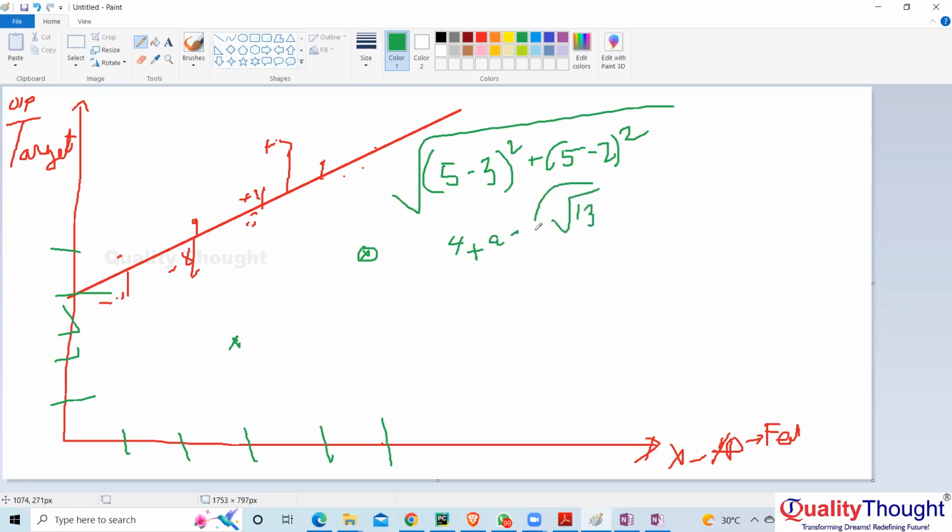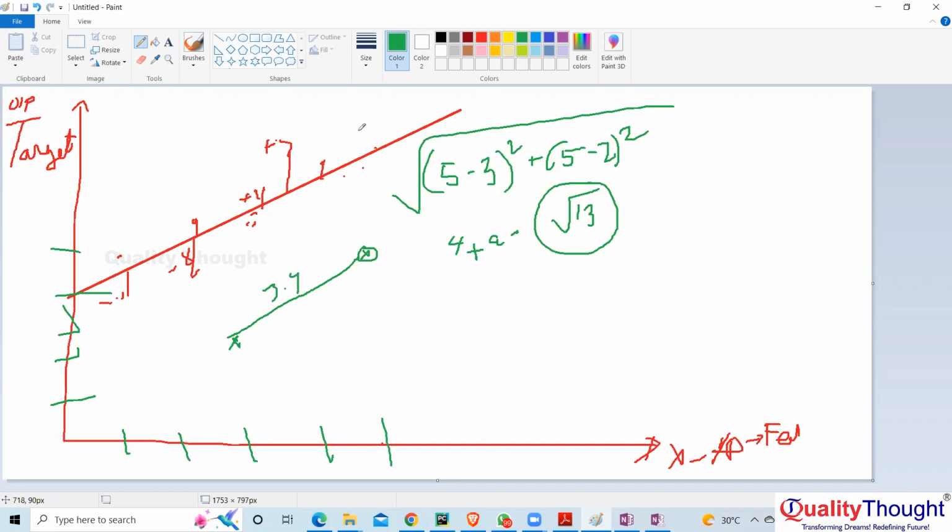This is the distance between these two points. If you measure it on graph paper, you will see this line is root of 13. That is what? Maybe 3 point something, isn't it? 3.4 or whatever, right? This is what you get. So this distance is 3.4. So this is how distance is calculated.